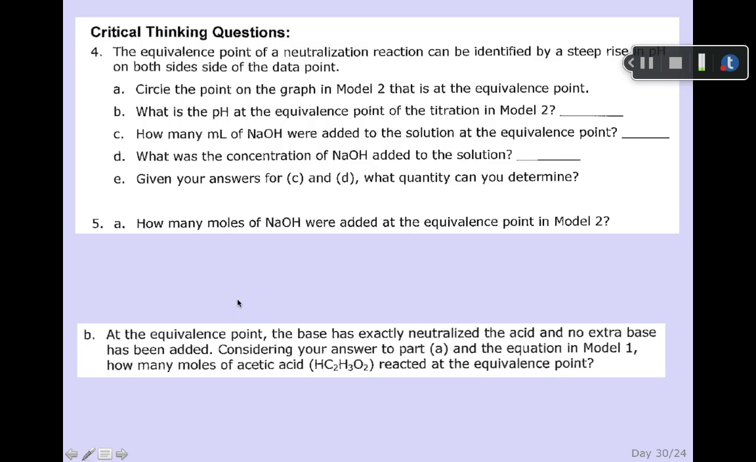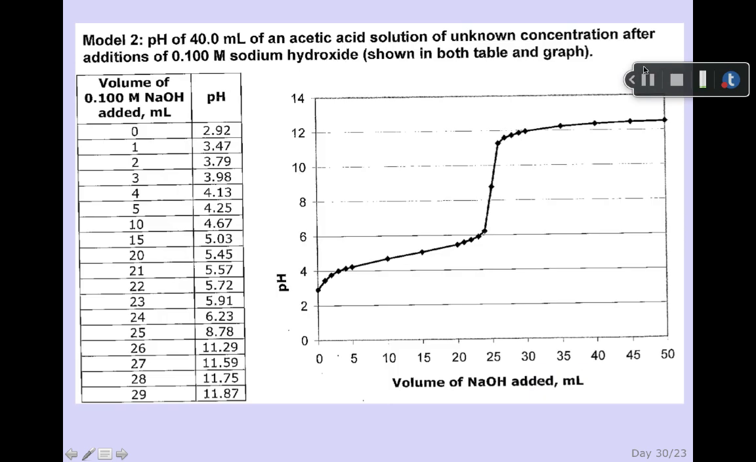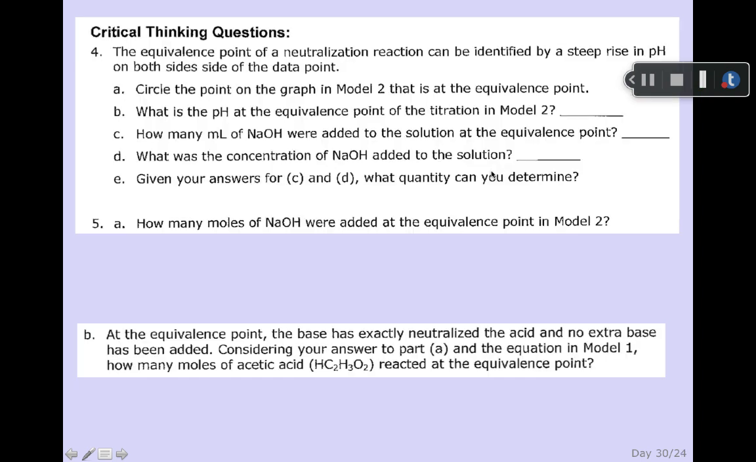So the point is to figure out what's happening here. The equivalence point in a neutralization reaction is described by where you see the steep rise in the graph, the steep rise on either side of a data point. And so the sharpest change in pH is there. So circle the point in the graph on Model 2 that is the equivalence point. I believe that I did, but I'll go back and verify that I did. So the equivalence point is here. Unfortunately, flipping back and forth makes my lines go away.